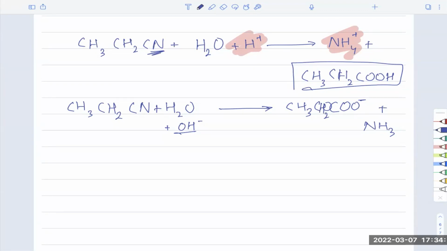And based on what's happening here, ammonia can get the H positive that's available or not. Sir, I don't understand this. Okay, I'll start. What is this whole process?